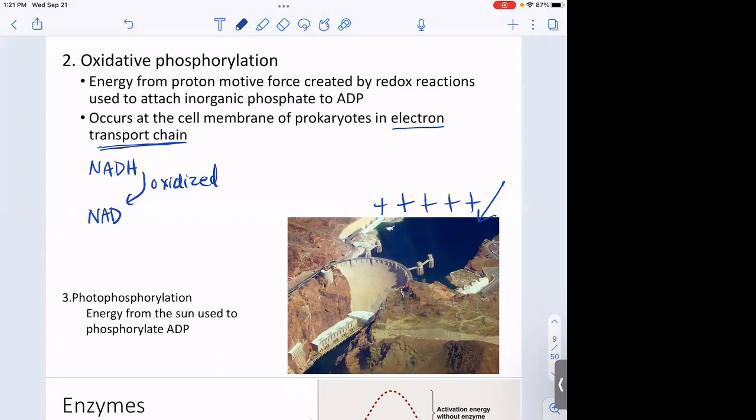The third way that phosphorylations take place is by photophosphorylation. That happens during photosynthesis, and we're not going to go into any more detail about that. I'll just mention it for completeness. But again, no pathogenic organisms photosynthesize, so we're not going to worry about that.